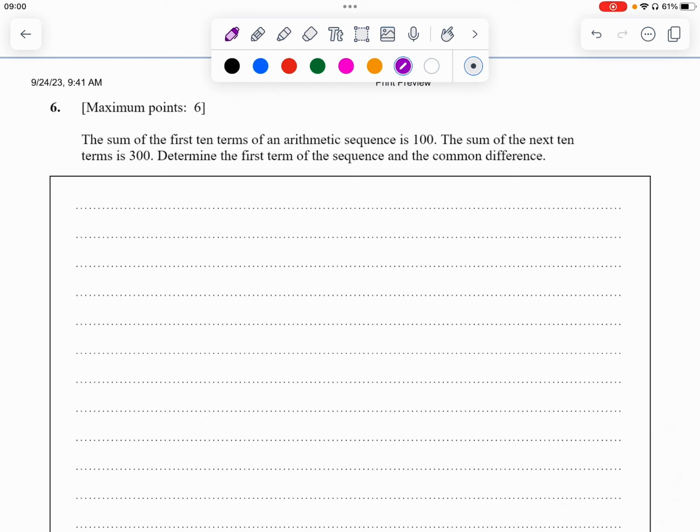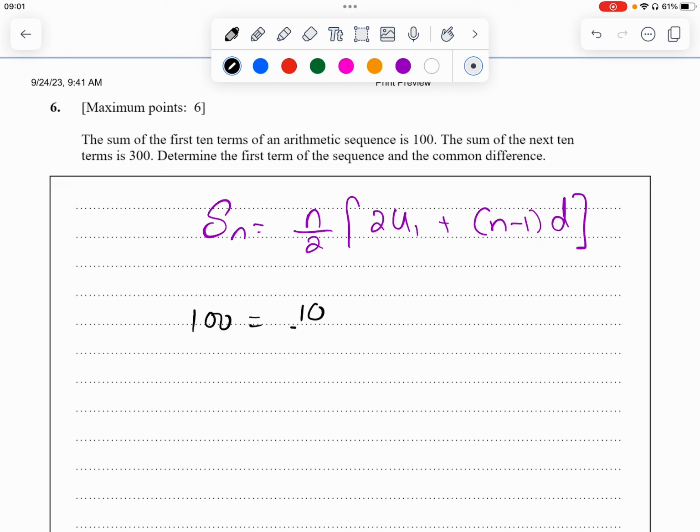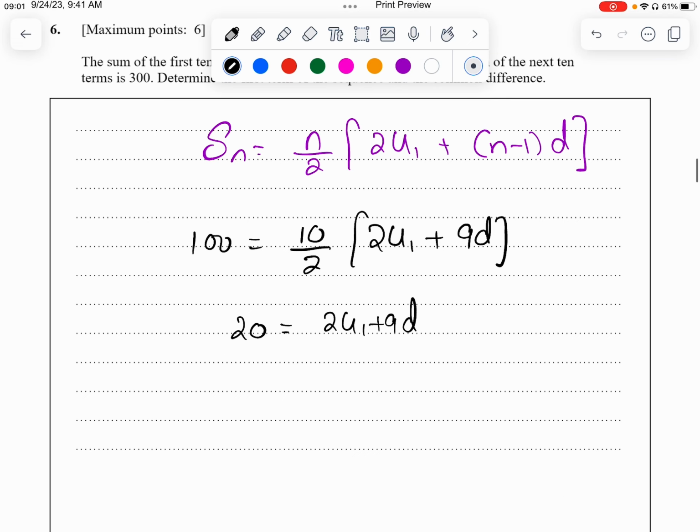Question number 6. The sum of the first 10 terms of an arithmetic sequence is 100. The sum of the next 10 terms is 300. Determine the first term of the sequence and the common difference. For the sum of the first 10 terms, we use the Sn formula: Sn equals n upon 2 times 2u1 plus n minus 1 times d. So 100 equals 10 upon 2 times 2u1 plus 10 minus 1, which is 9d. So 20 equals 2u1 plus 9d. That is the first equation.